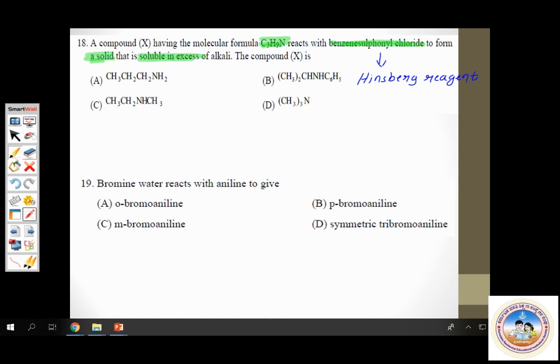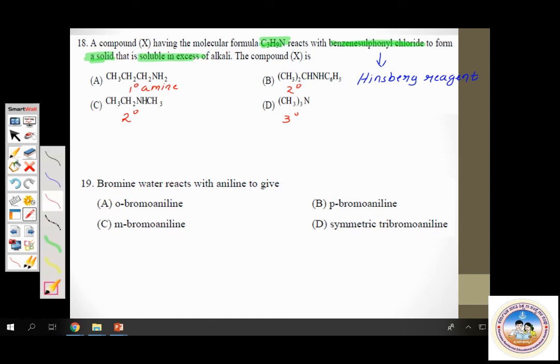So which is the primary amine option here? A is primary amine, B is secondary, C is also secondary, D is tertiary. So only primary amines react with Hinsberg reagent to give you a solid which is soluble in excess alkali. So option A is a correct answer.